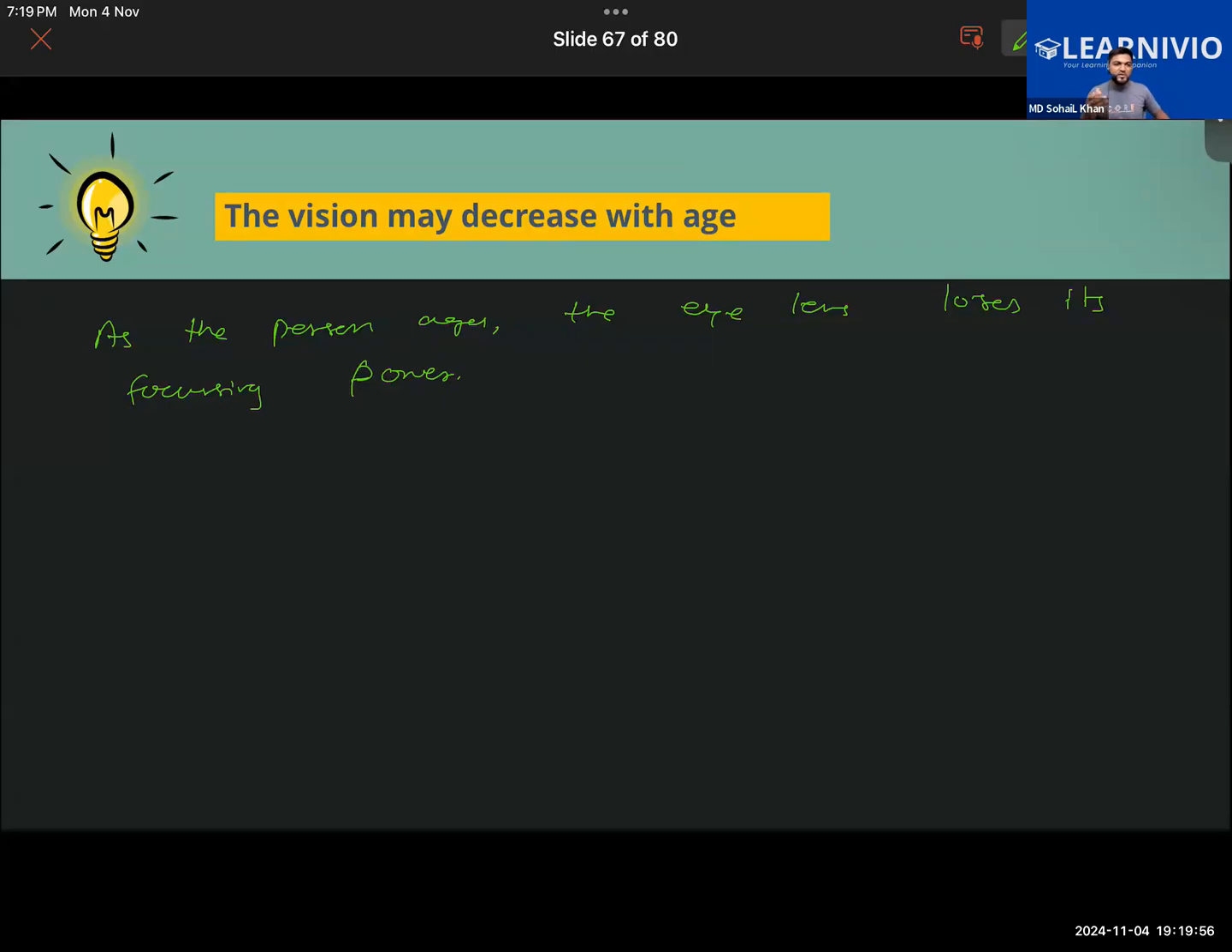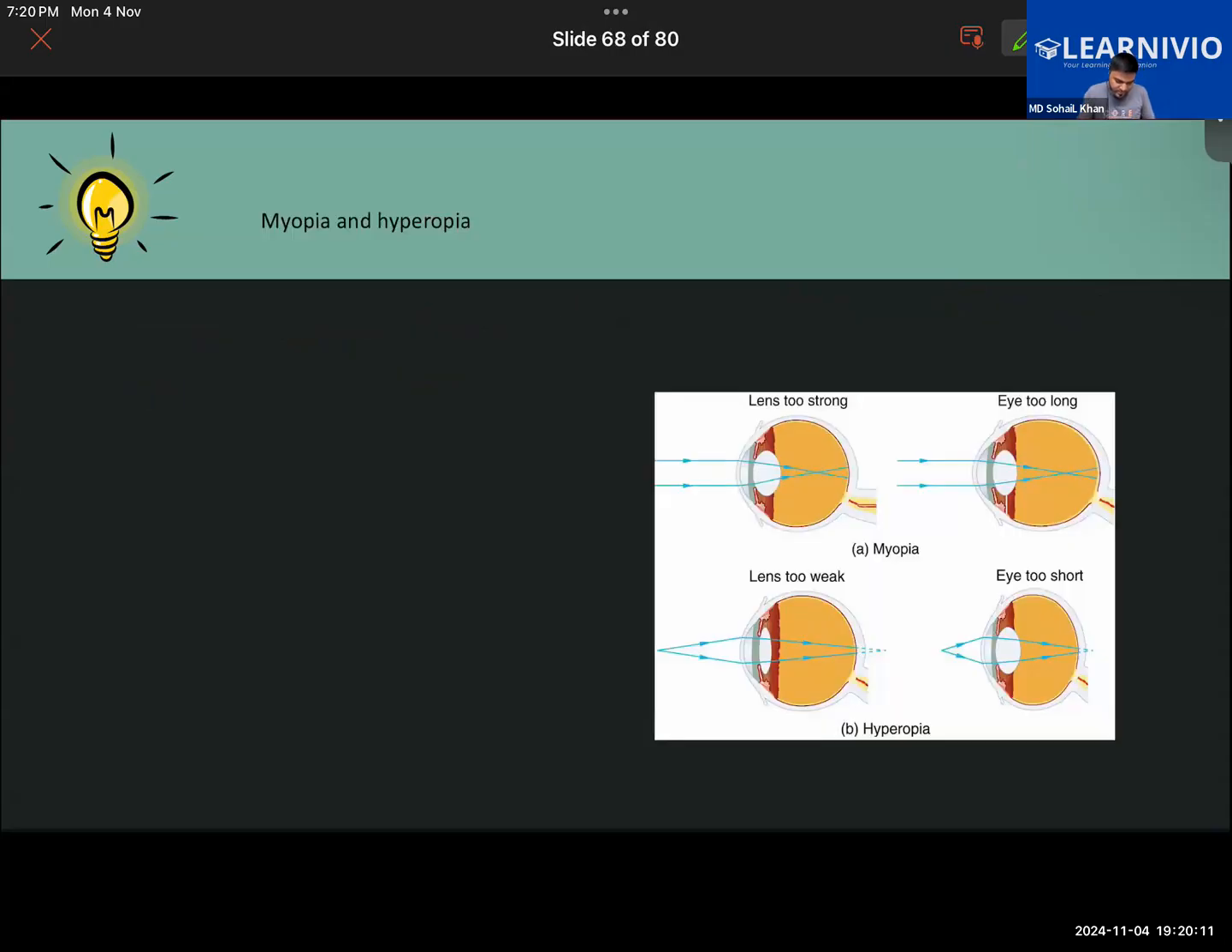But apart from that, there are a number of other causes for defective vision. It could be infection of the eye lens, or a change in the shape and size of the eyeball, etc. So that is one thing. First we'll be learning about myopia and hyperopia. By the way, it is also called hypermetropia.